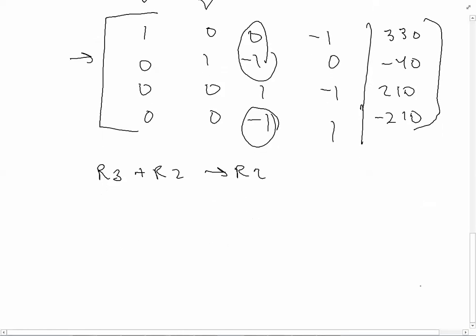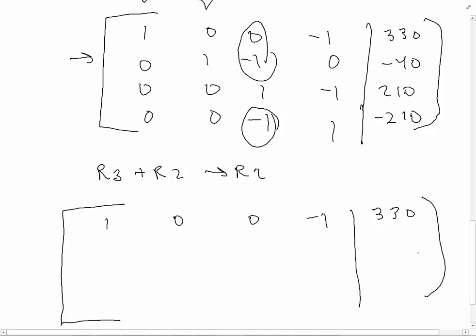So we proceed, and again, you can do this in the calculator, but I want you to understand how to do this. Eventually we'll use the RREF button, but part of this class is learning how to do this. So we're going to take row 3 and add it to row 2, so that means I'll have 0 plus 0 is 0, 0 plus 1 is 1, 1 plus -1 is 0, -1 plus 0 is -1, 210 plus -40 is 170.